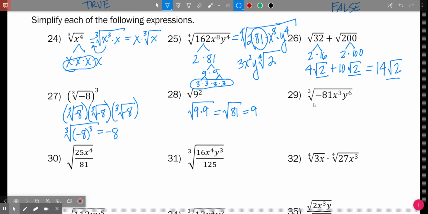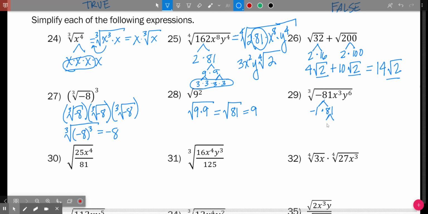Number 29 is very similar to 25. We just have to remember that odd indexes can take the root of negative numbers. So the cube root of negative 81, we need to factor this down just a little bit. So this is going to be negative 1 times 81.